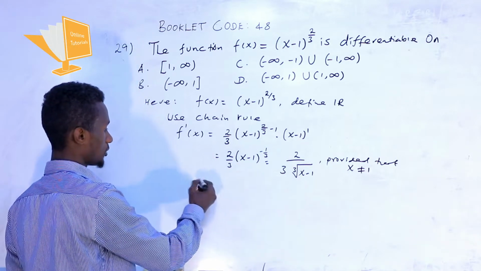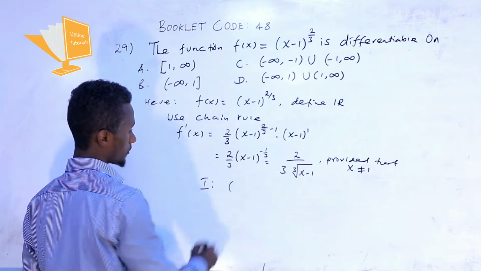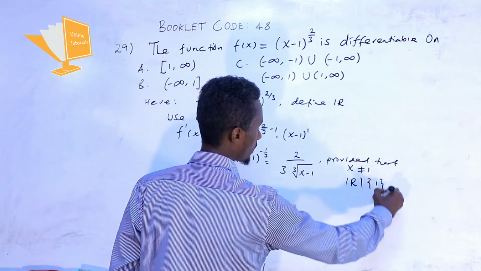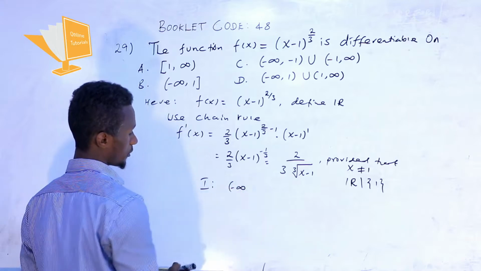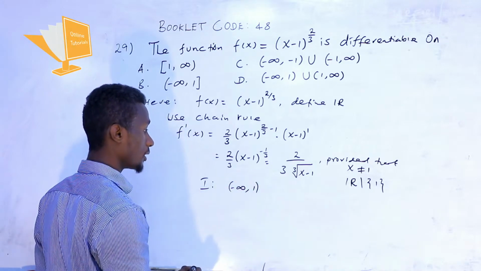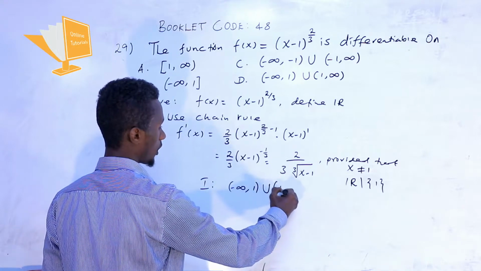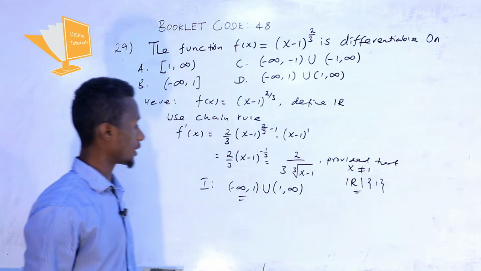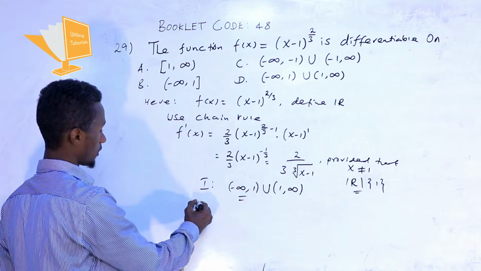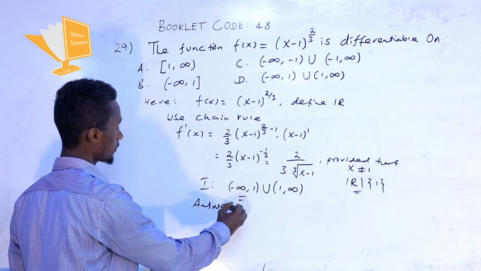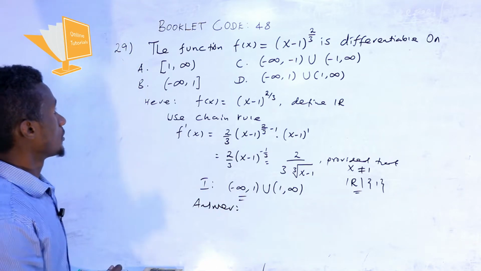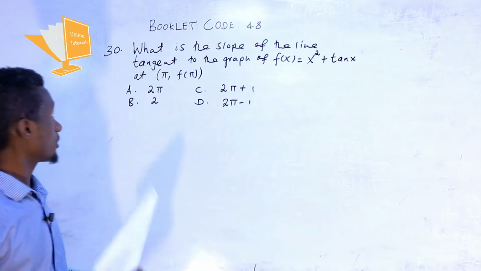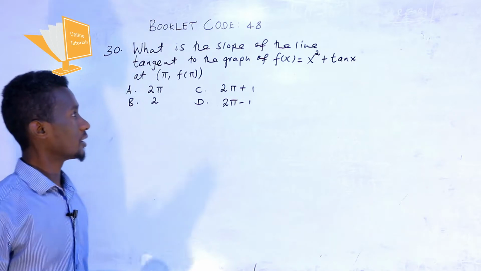So how do we determine this differentiation interval? Our function is differentiable for all real numbers except 1. We can write it like this, or as from negative infinity up to 1, not including 1 itself, union 1 up to positive infinity. We can write it in either form. So where is the answer for this interval? In choice D.